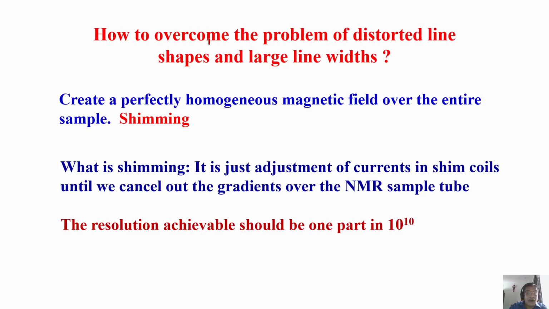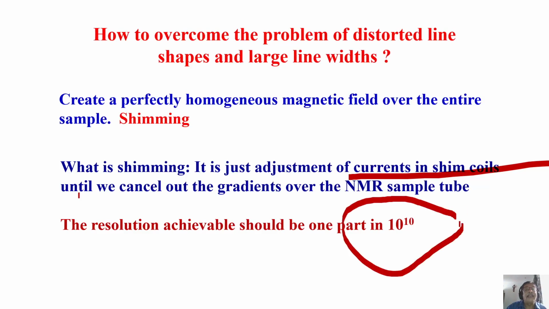Okay, so what is shimming? It is nothing but adjustment of currents in the shim coils until all the inhomogeneities because of field gradients are cancelled out. Then you get a better resolution, and the resolution should be 1 part in 10 to the power of 10. Remember, that is very important. Resolution should be 1 part in 10 to the power of 10.